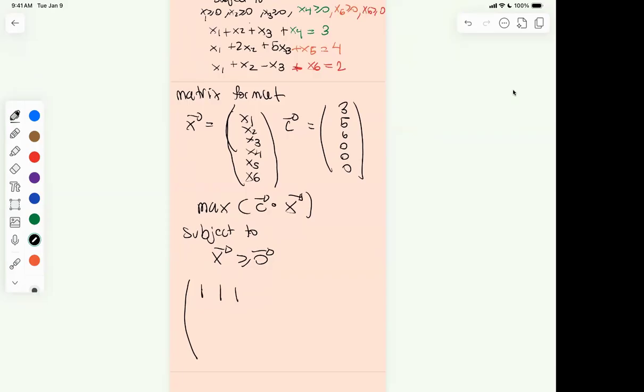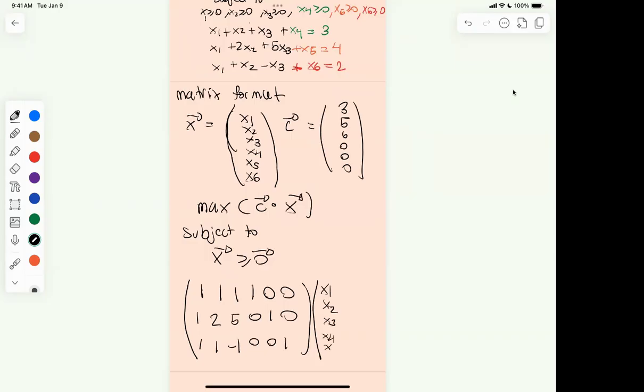So it would be 1, 1, 1, 1, 0, 0, right? Then 1, 2, 5. There's no x4 in the second equation, so 0, then 1, 0, and then 1, 1, -1, then 0, 0, 1, and that is times x1, x2, x3, x4, x5, x6. That would give you the vector b. So 3, 4, 2.